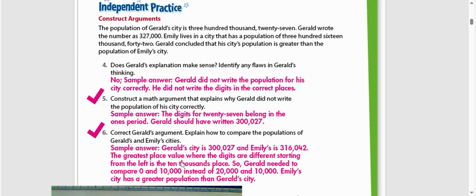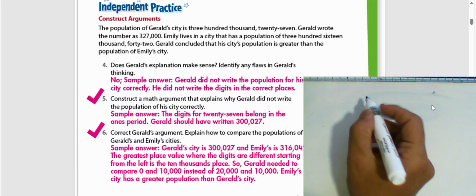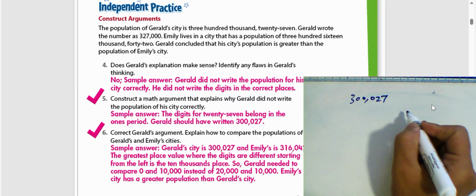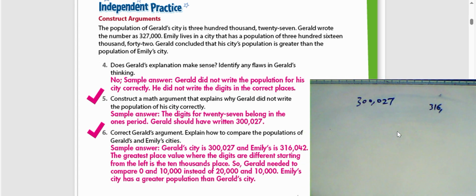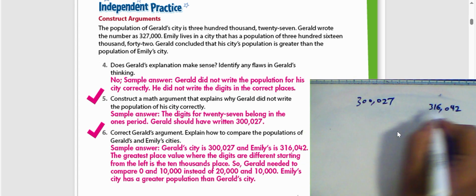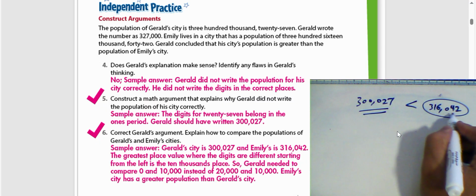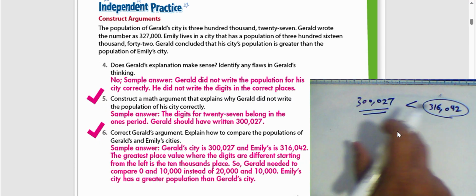Gurley's arrangement. Explain how to compare the evolution of Gurley's and Emily's city. Simple answer about this example. Gurley's city is 300,027 and Emily's evolution is 316,042. The greatest place value where the digits are different. We can compare between two numbers here. Look at this number 327 and the number here 316,042. This number is less than 316,042. This number is less than this number.